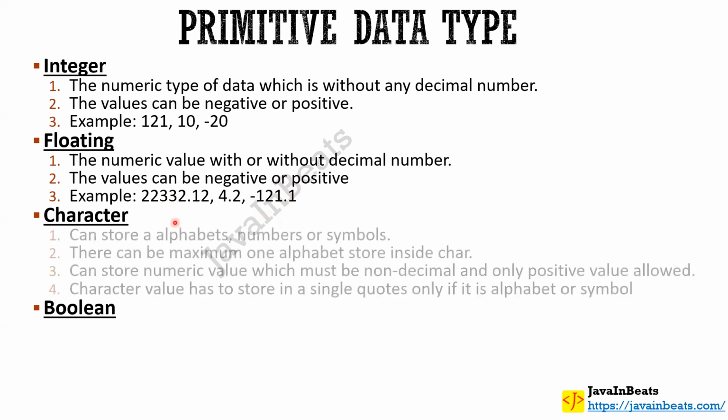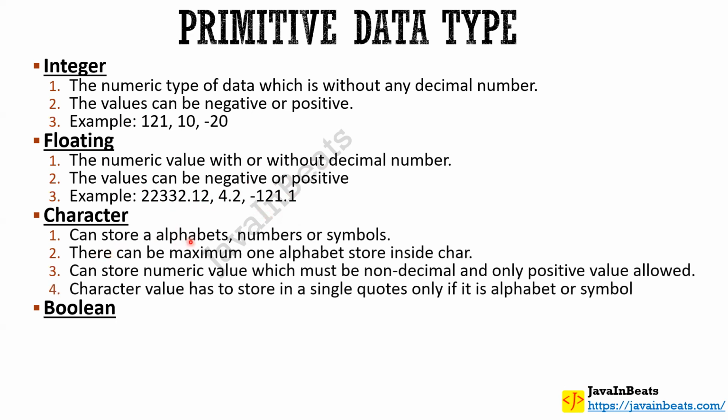The next is character. In a character, you can store alphabets, numbers, and symbols. There can be a maximum of one alphabet stored inside a character. You can store numeric values also inside character, but those values must be non-decimal values and only positive values are allowed. So you cannot store negative values and values which have a decimal point inside character. Character values have to be stored in single quotes only if it is an alphabet or symbol.